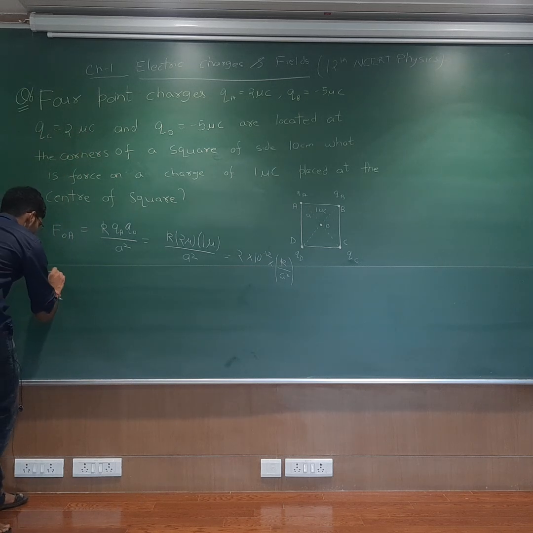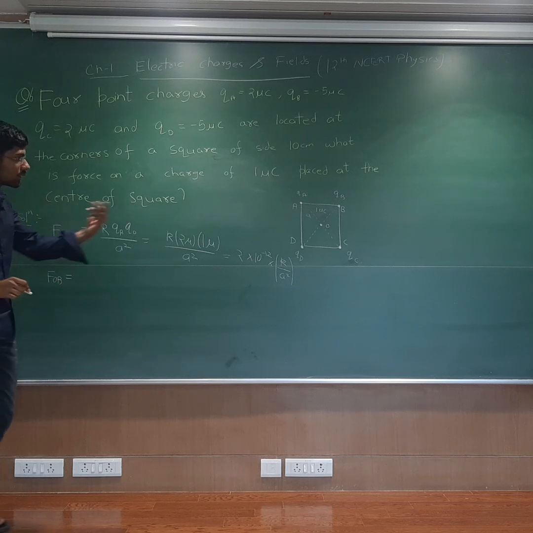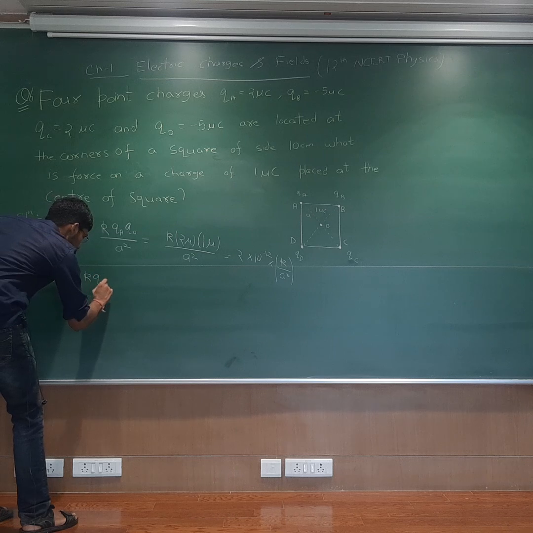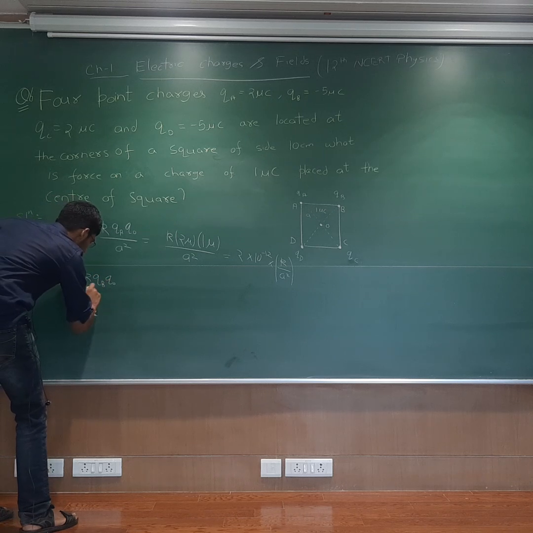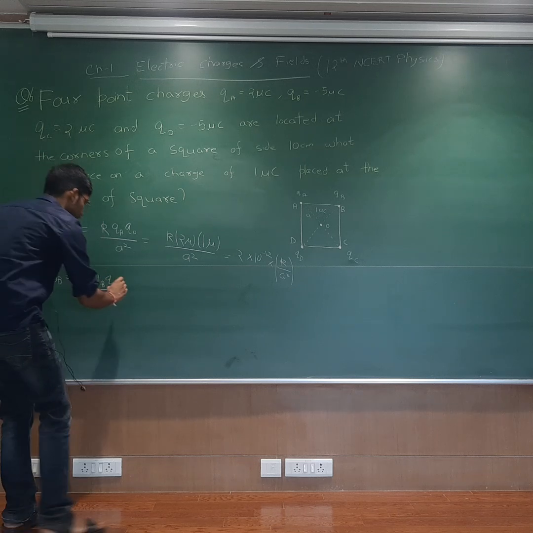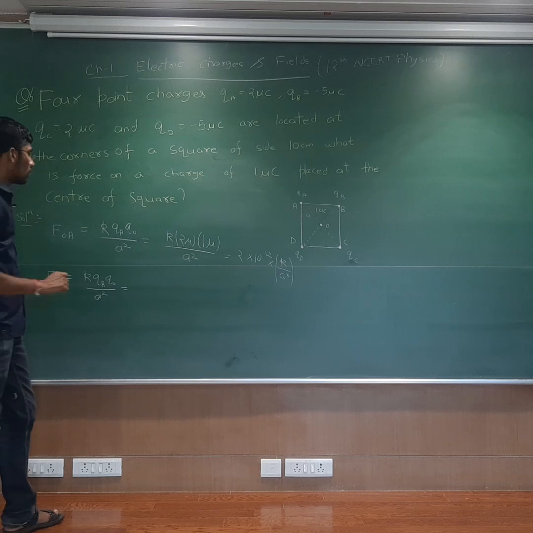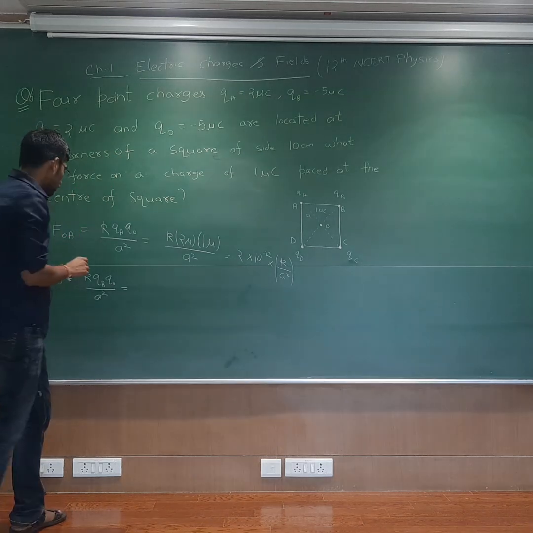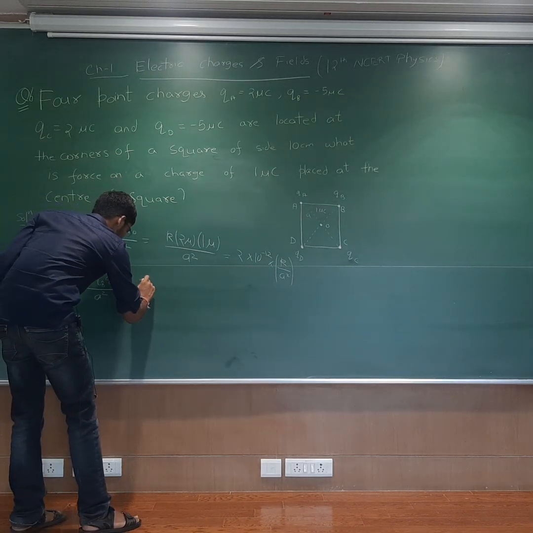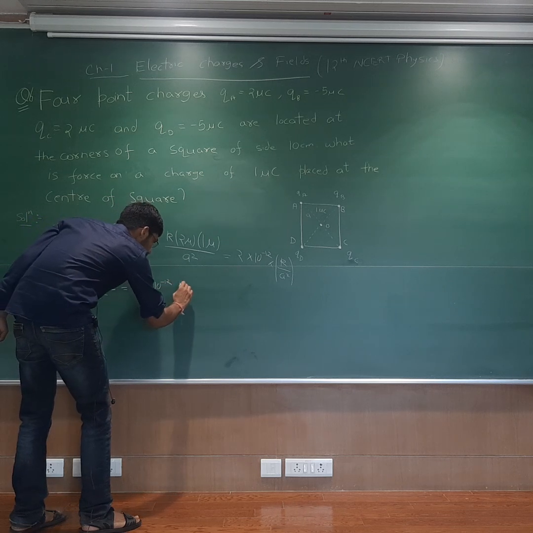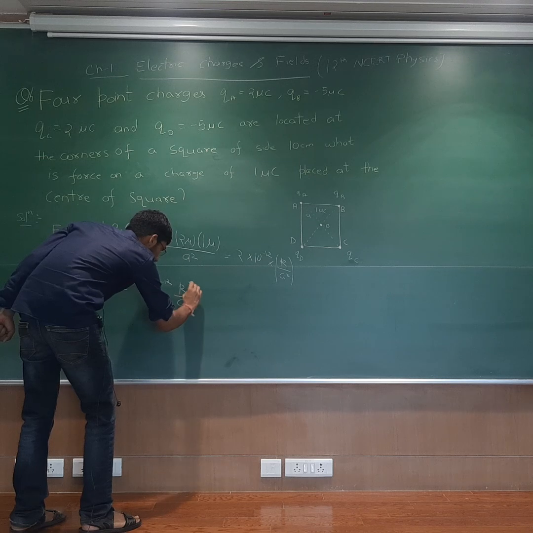Similarly, the force on charge O due to the charge at B is given by K QB Q0 by A square. So this comes out to be, QB is 5, taking only the magnitude, 5 into 10 to the power minus 12, K by A square.